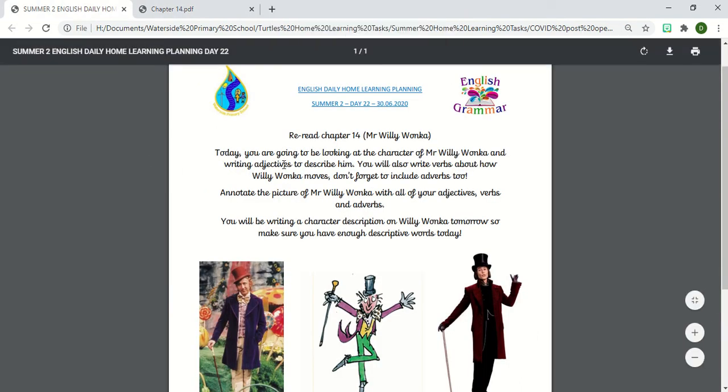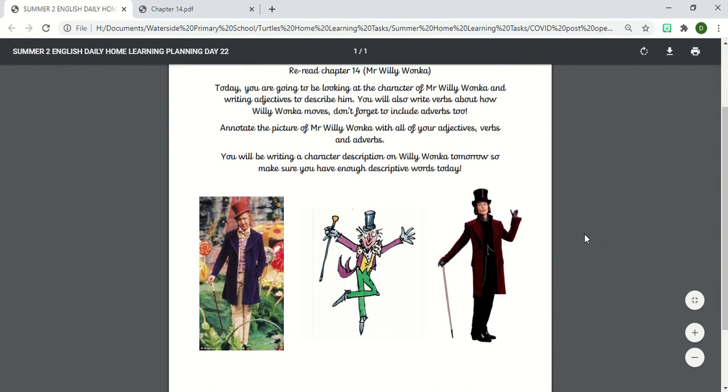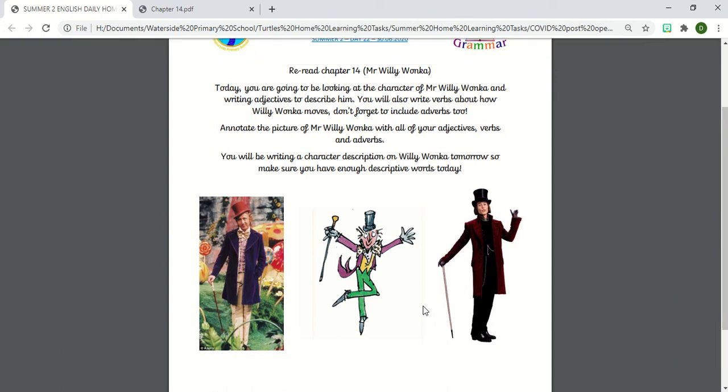Okay then, so today you're going to be looking at the character of Mr. Willy Wonka, and you're going to be writing adjectives to describe him. You will also write verbs about how Willy Wonka moves, and then obviously don't forget to include your adverbs too, so how he moves, for example. Okay, so you can draw a picture of Mr. Willy Wonka if you want to. You can print this off if you've got a printer at home, and you can annotate a picture of Mr. Willy Wonka, or you can just write a list in your book, okay?